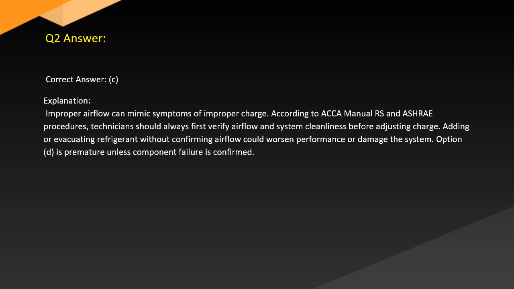Answer. Correct answer: C. Explanation. Improper airflow can mimic symptoms of improper charge. According to ACCA Manual RS and ASHRAE procedures, technicians should always first verify airflow and system cleanliness before adjusting charge. Adding or evacuating refrigerant without confirming airflow could worsen performance or damage the system. Option D is premature unless component failure is confirmed.